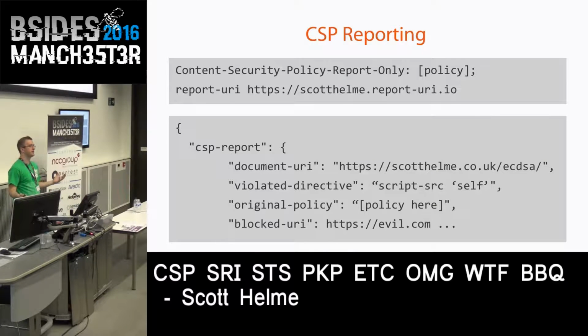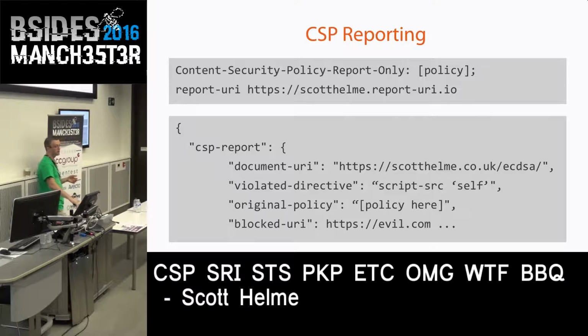And if something violates the CSP, the browser will fire a POST with a JSON payload that contains all the details of what went wrong. So you can see here I've got an example JSON payload. It gives you the document URI. Which page did this violation happen on? I want to know where it happened. What was violated? It was the script source in this particular case.